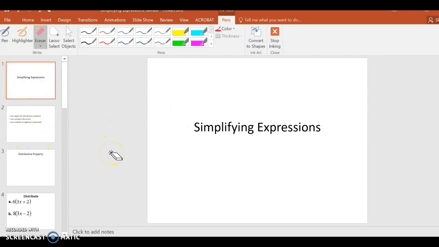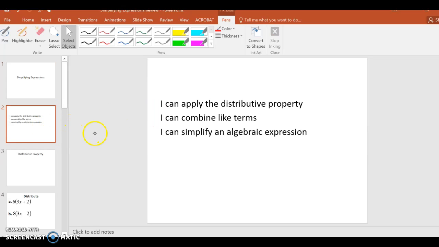I checked all your homework, and it actually looked pretty good on the stuff I need you to know. And I want to move on and maybe step up the problems here a little bit. And we're going to continue with the distributive property, combining like terms, and simplifying algebraic expressions.